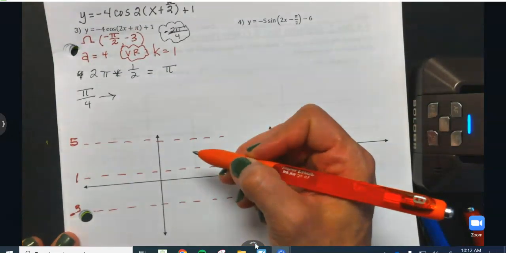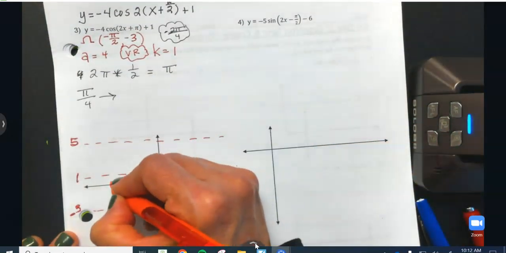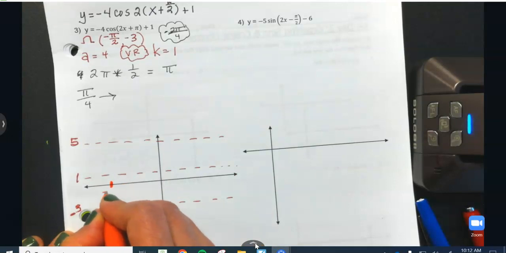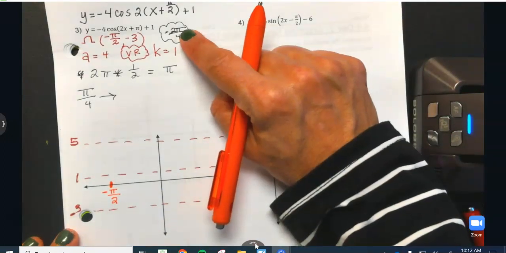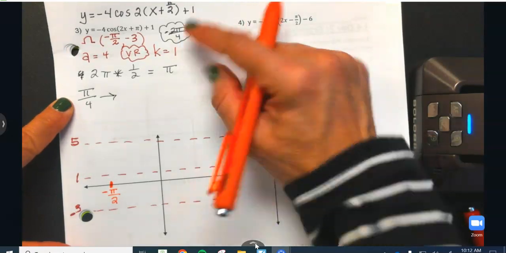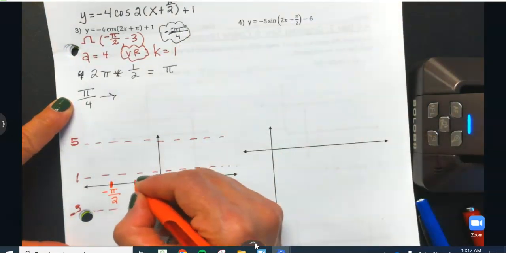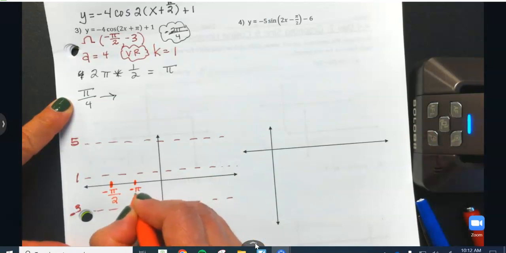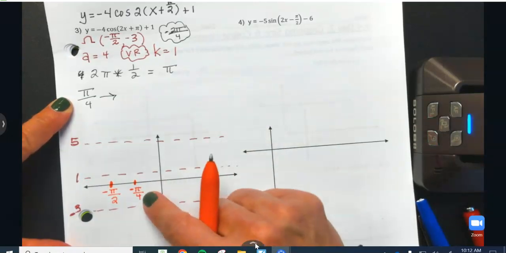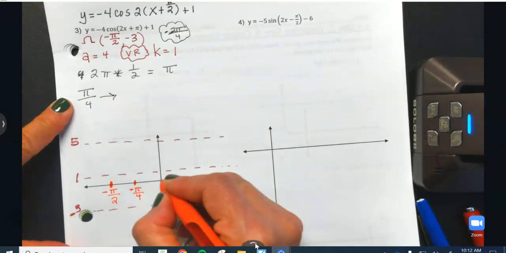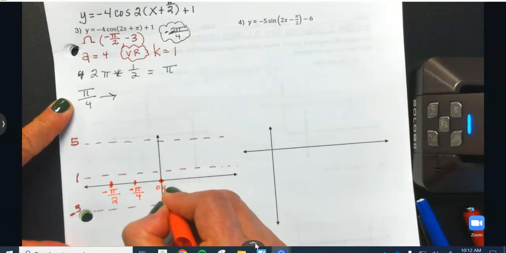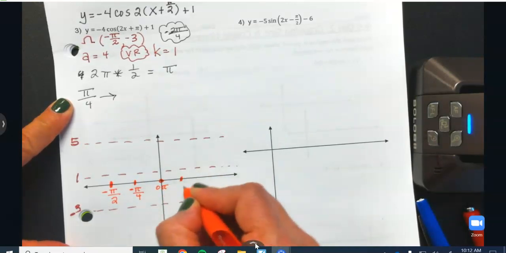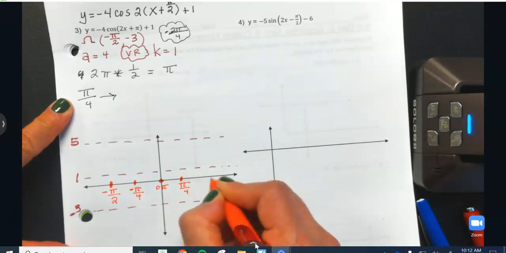So we're going to have negative pi over 2. I'm going to scoot that over as much as I can. Now remember, that's like a negative 2 over 4. Negative 2 over 4 plus 1/4 is negative 1/4. Negative 1/4 plus 1/4 is actually 0, so we're going to have 0 pi as one of our tick marks. And then start increasing by 1/4.